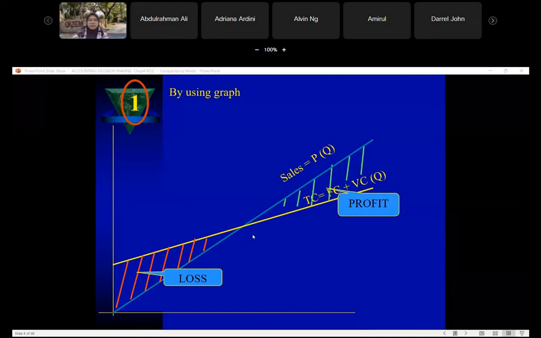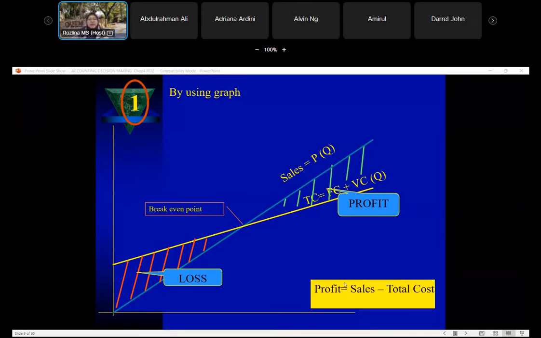Break-even point. Yes, very good. Just now I heard the voice. This one is the break-even point, BEP. Now you have an equation: profit equals sales minus total cost. So just hold this formula and also this graph.